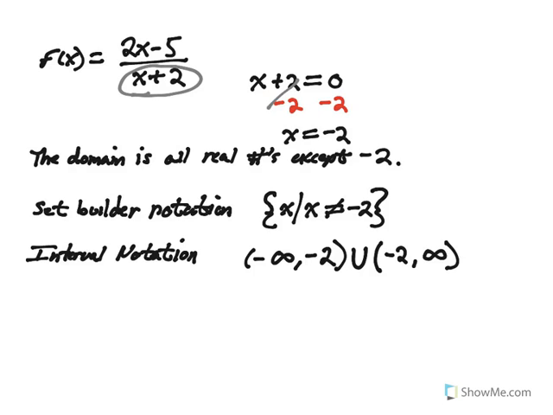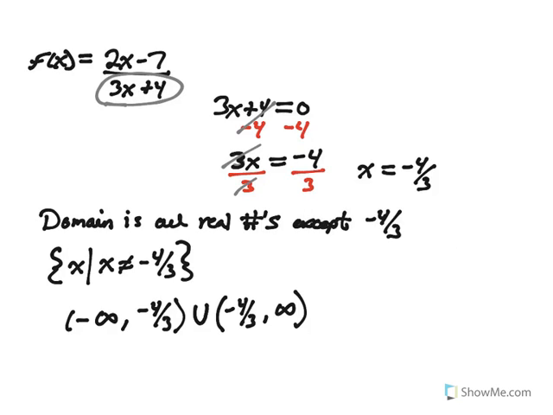So identify the denominator, set the denominator equal to 0, solve for it. That'll tell you what the exception is, what the domain cannot be. So you're going to say the domain is all real numbers except that value, and then follow the 3 options you have: set builder notation or interval notation, okay?